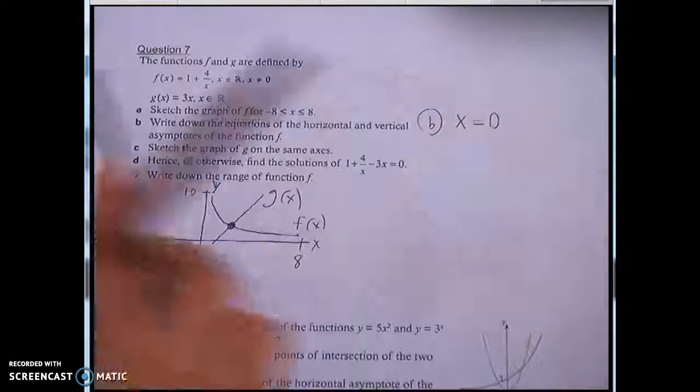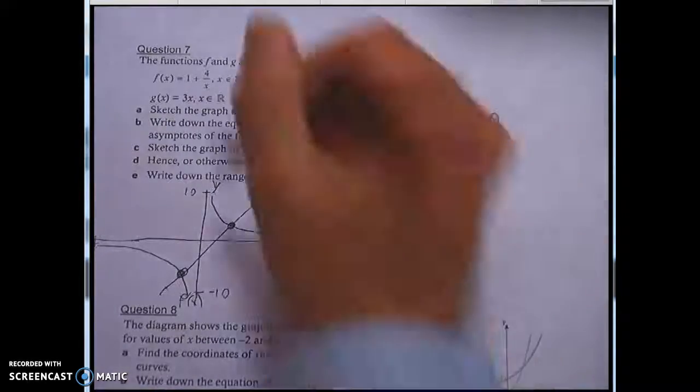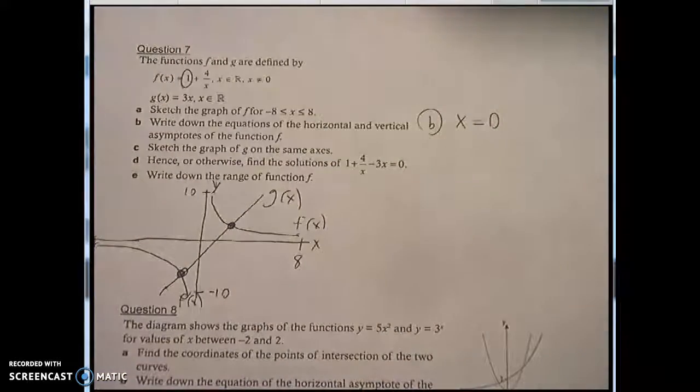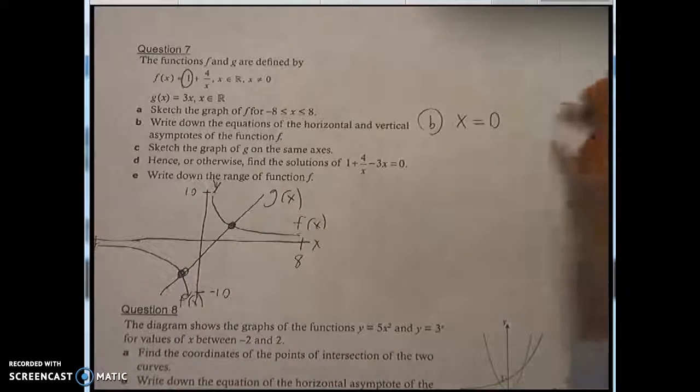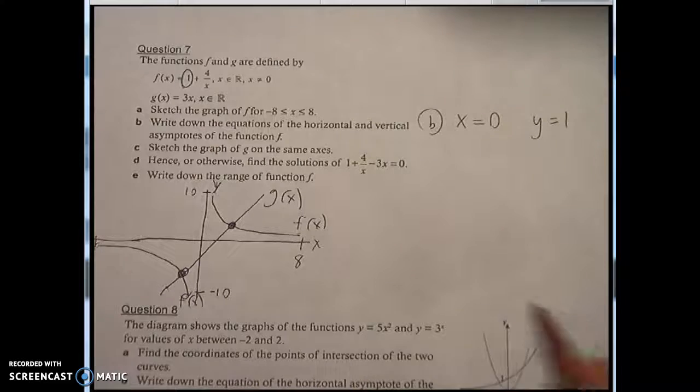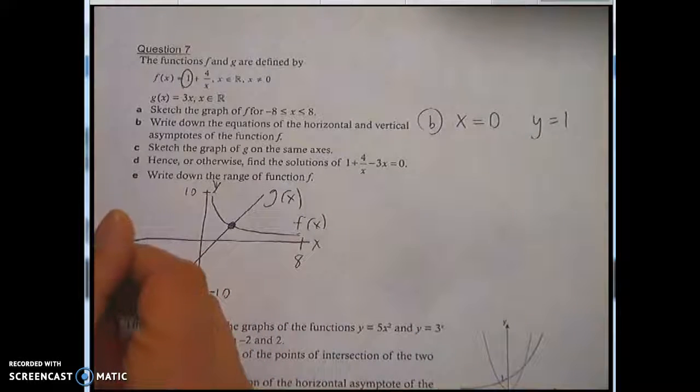So I'd always recommend you default to the equation. In the equation, there's a constant. That one right there tells you where your horizontal asymptote is. So that's y equals 1. And it's probably a good idea to go ahead and put that in your sketch as well.